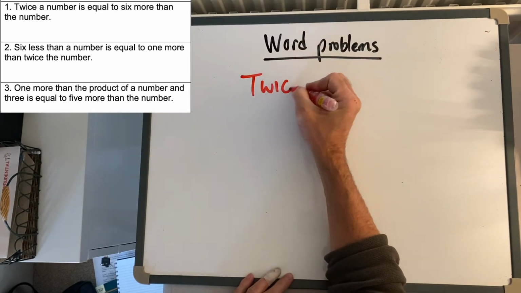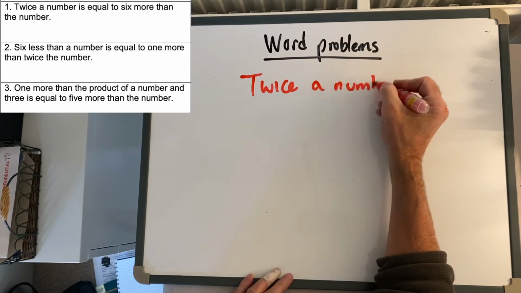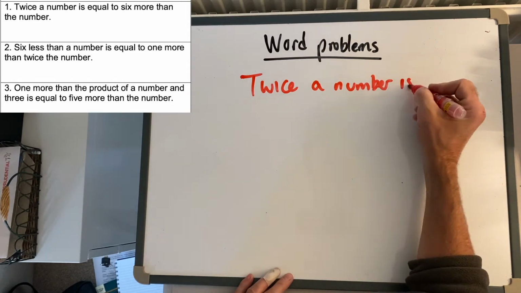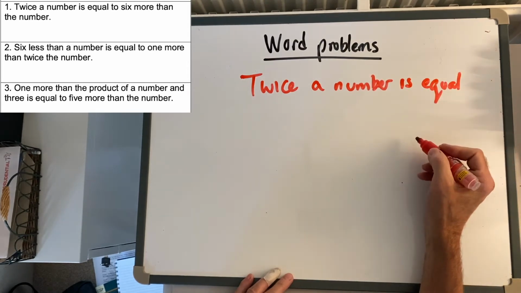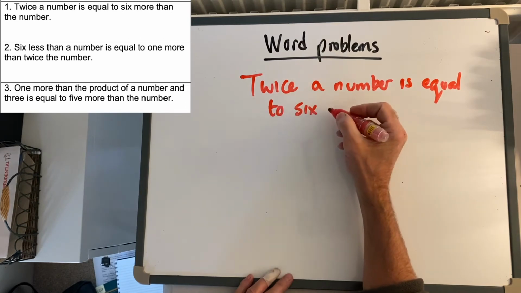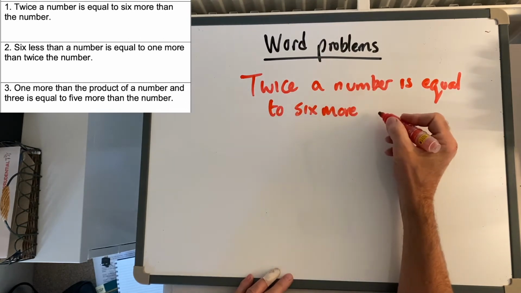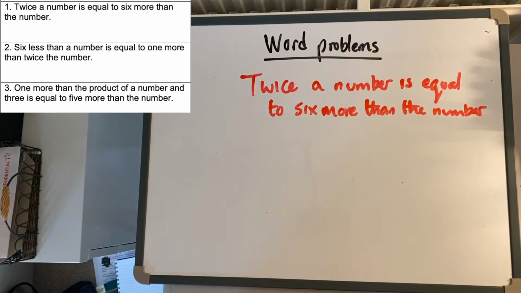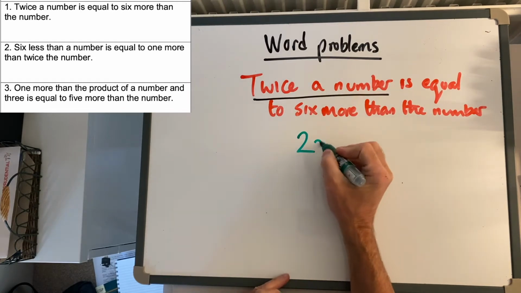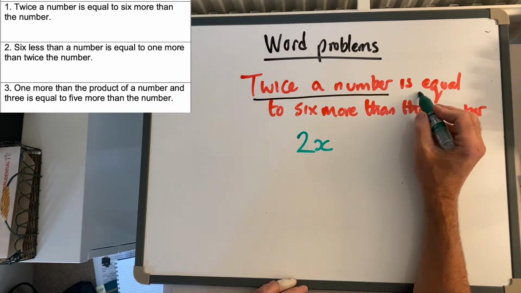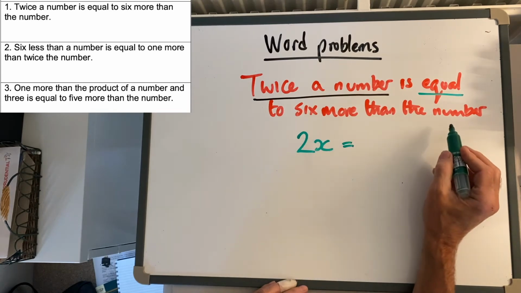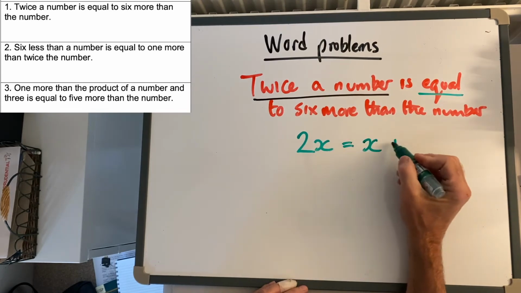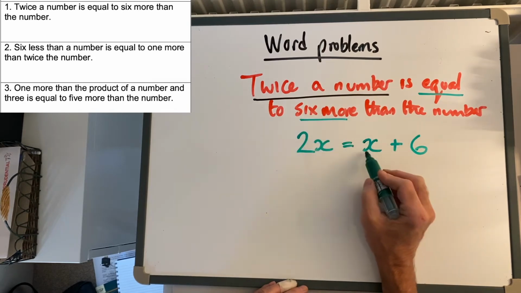So let's write it out again for you just this time. Twice a number, now that's important. We can think of a number, we can call it x if you want, is equal, and that's a maths sign, isn't it, to 6 more than the number. So twice a number, let's call that 2x, is equal to, so that's an equal sign, 6 more than the number. So x plus 6, because that's 6 more than the number.